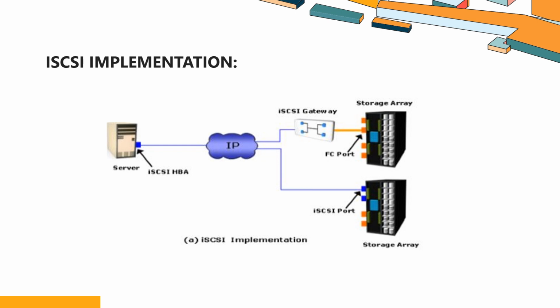iSCSI implementation. iSCSI is an IP-based protocol that establishes and manages connections between host and storage over IP, as shown in the figure. iSCSI encapsulates SCSI commands and data into an IP packet and transports them using TCP/IP. iSCSI is widely adopted for connecting servers to storage because it is relatively inexpensive and easy to implement, especially in environments in which an FC storage area network does not exist.